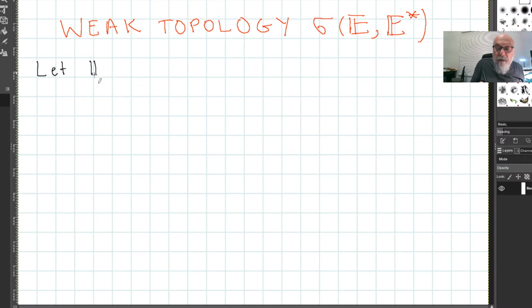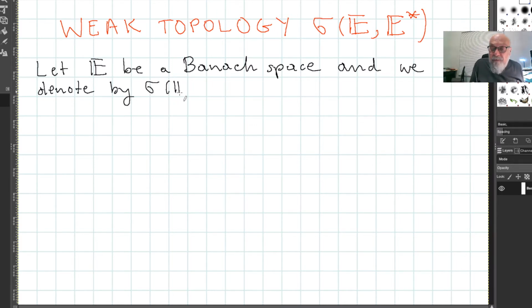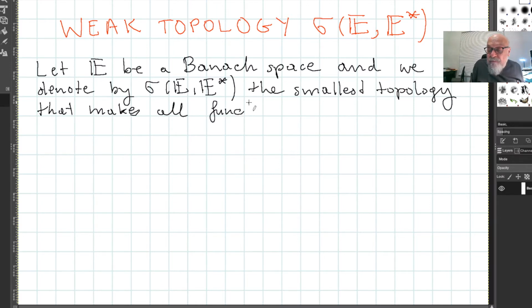Let E be a Banach space and we denote by sigma(E, E star) the smallest topology that makes all functionals f belonging to E star continuous.